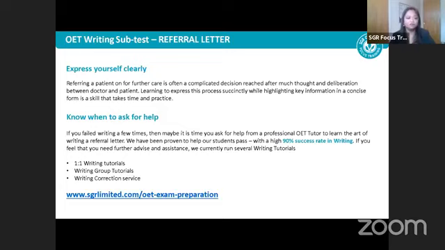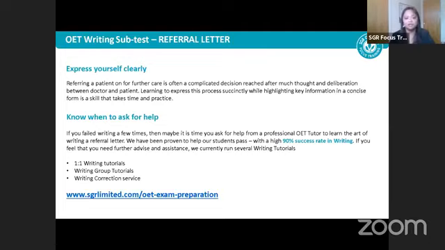So if you feel that you need further advice and assistance, we currently run several writing tutorials. We do one-to-one writing tutorials. We also provide writing group tutorials on a weekly basis. Our writing tutorials happen about 2 or 3 times in a week, and they're typically twice or once a week as well, depending on how soon you need the tutorial or the coaching prior to your exam.